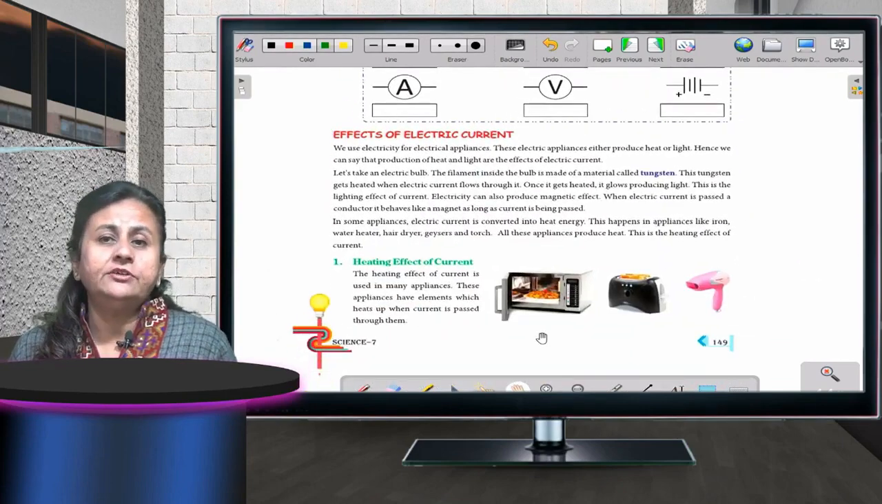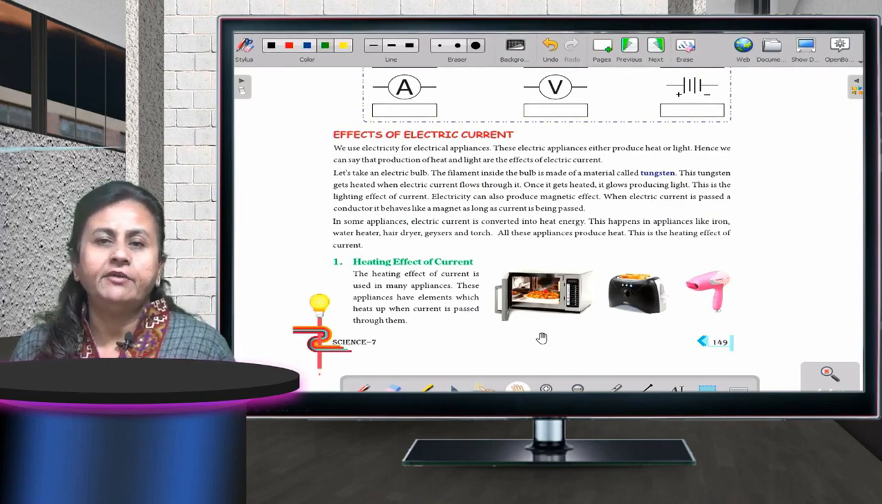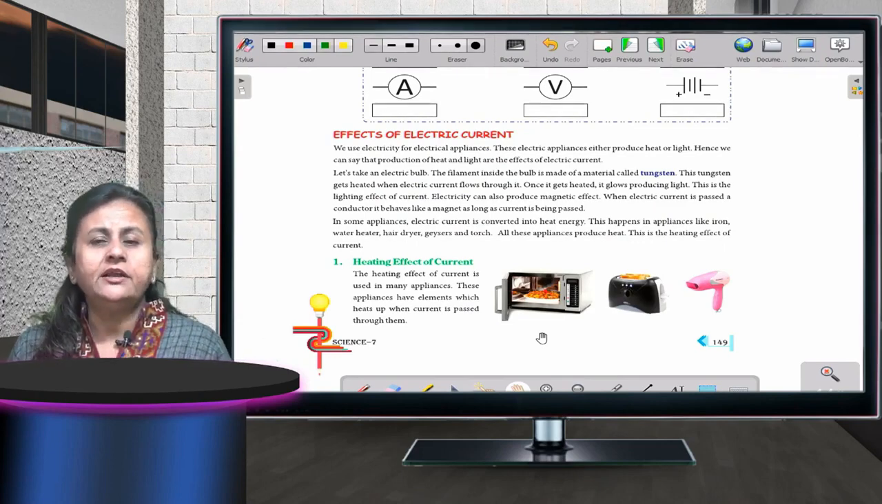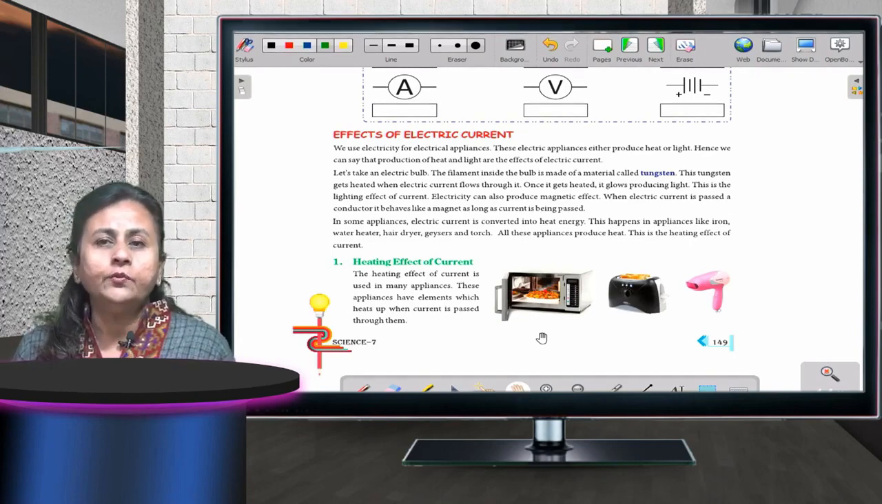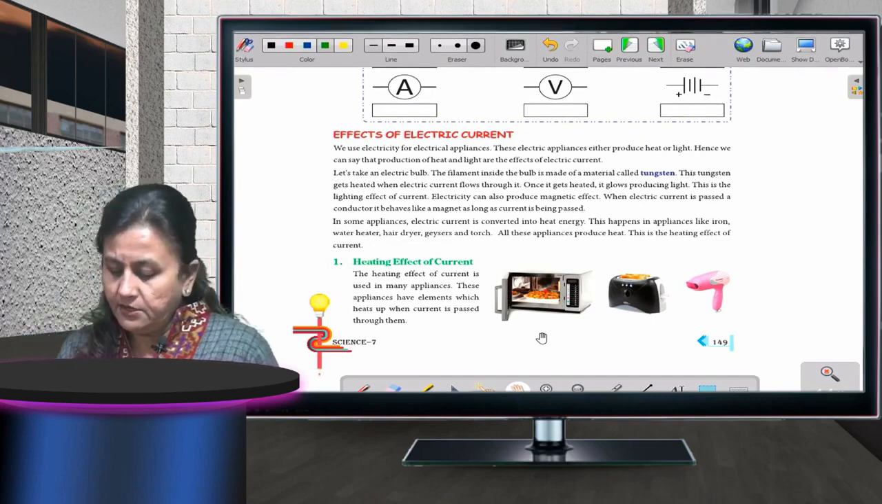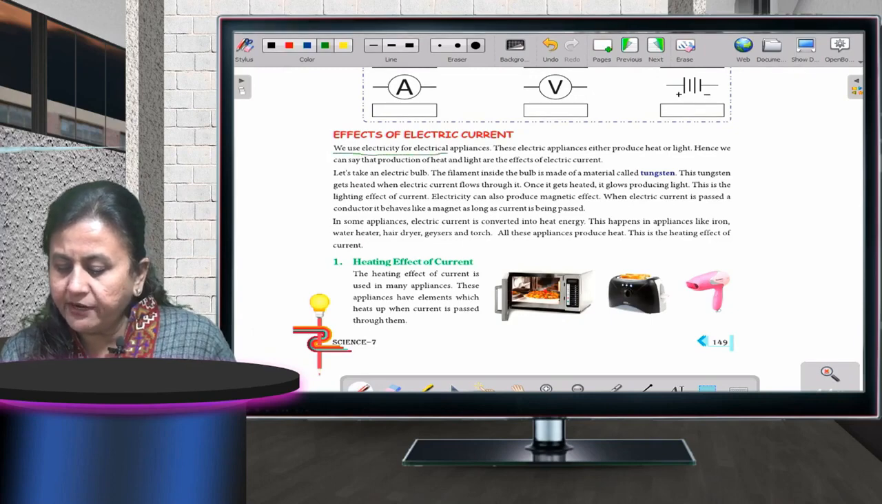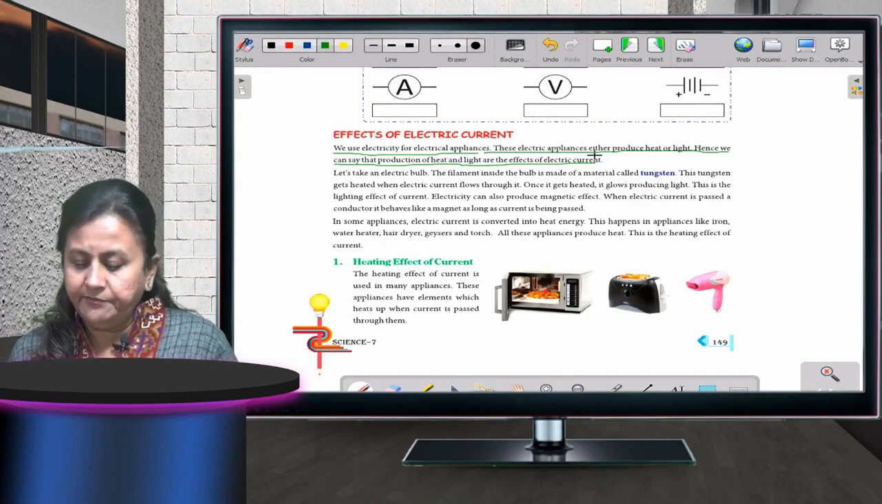What are the effects? I told you, from morning till night, and even at night when we are sleeping, we are using so many electrical appliances. These electrical appliances are either giving us heat or giving us light. For all that, what do we need? We need electricity. So we use electricity for electrical appliances. These appliances either produce heat or light. Hence, we can say that the production of heat and light are effects of electric current.